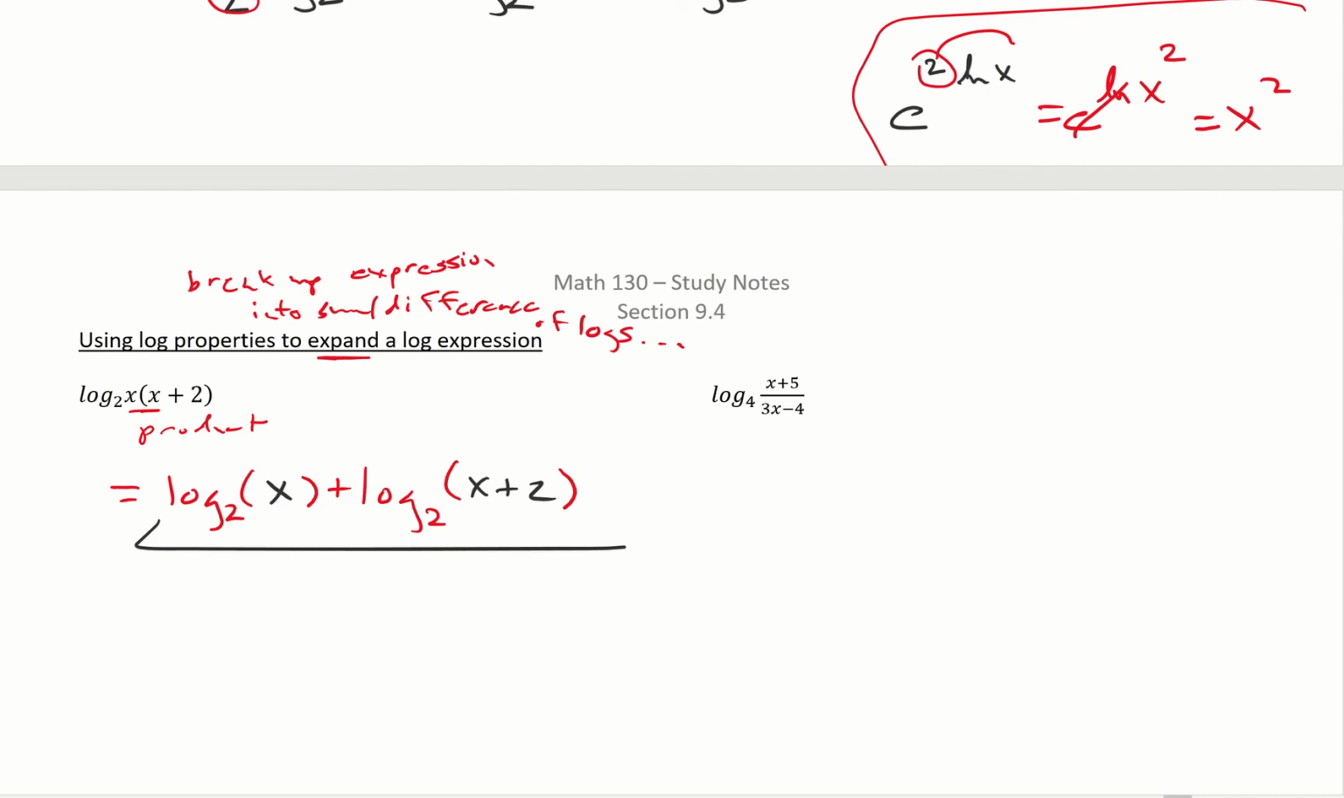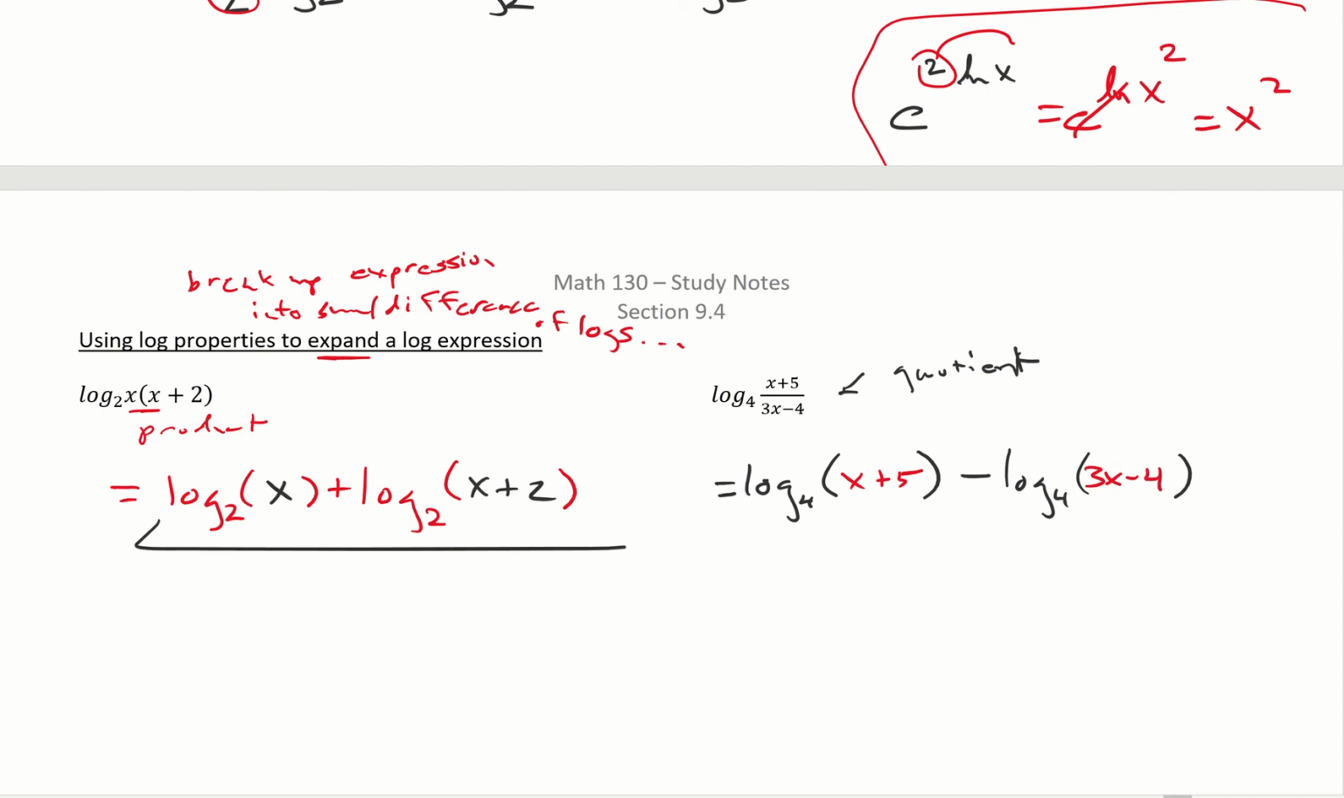Okay. The next one. What I see in the next one is, do you see what I see? What we have is a quotient. Or we have divide, don't we? So we can write this as log base 4 of something, and then what else? Yep, minus log base 4 of something else. And the numerator goes up front, the denominator, 3x minus 4.